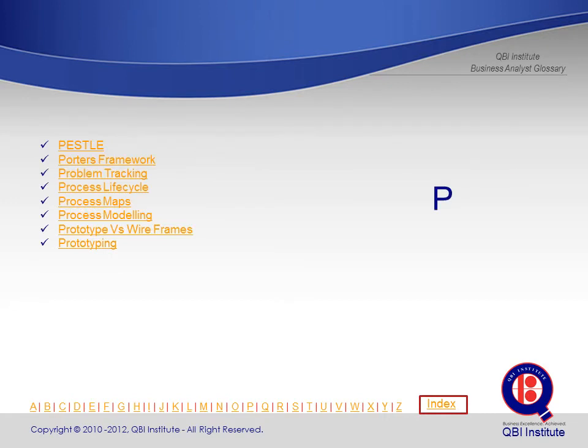PESTLE, Porter's framework, problem tracking, process lifecycle, process maps, process modeling, prototype versus wireframes, prototyping.